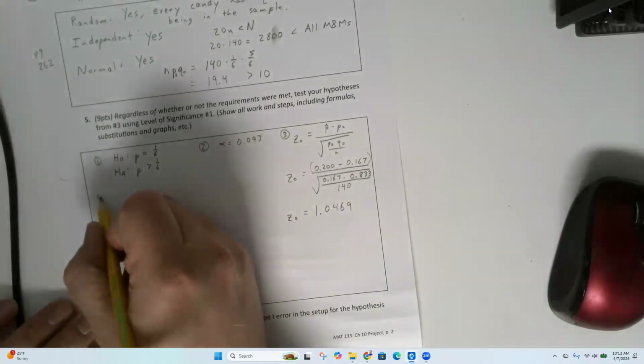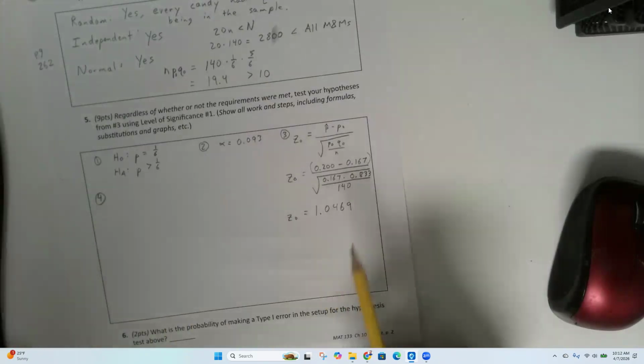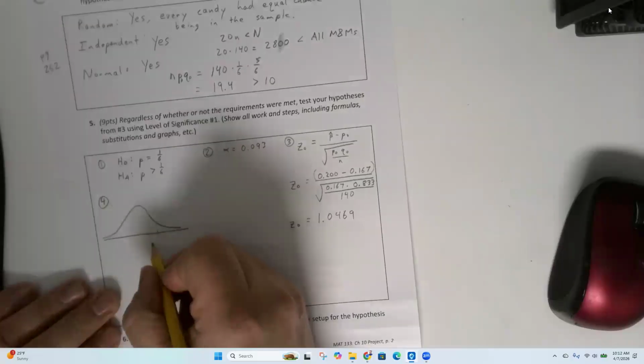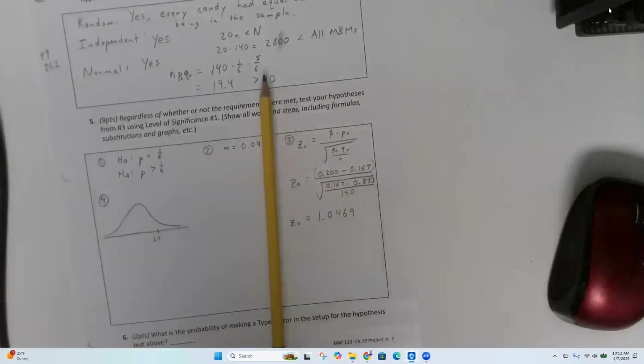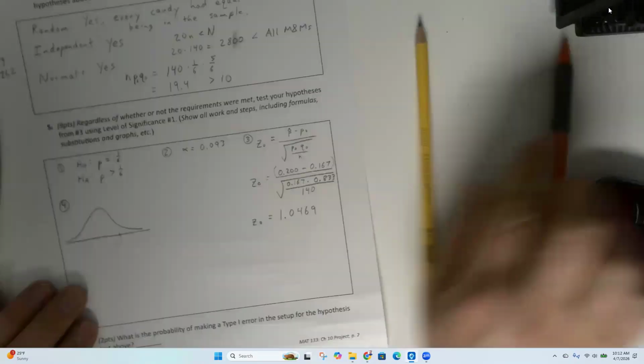All right. Step 4, I need to figure out for this Z, what's the corresponding p-value, right? The normal curve looks like this, right? And my Z value is right here, 1.04, or I'm just going to write it as Z0. So Z0 is right there. So this shaded area right here is my p-value. I need to figure out how much that is.